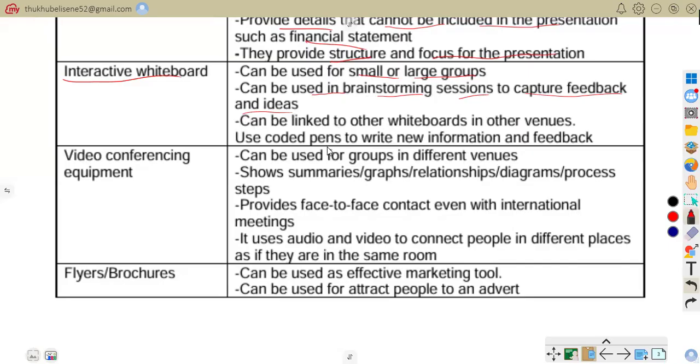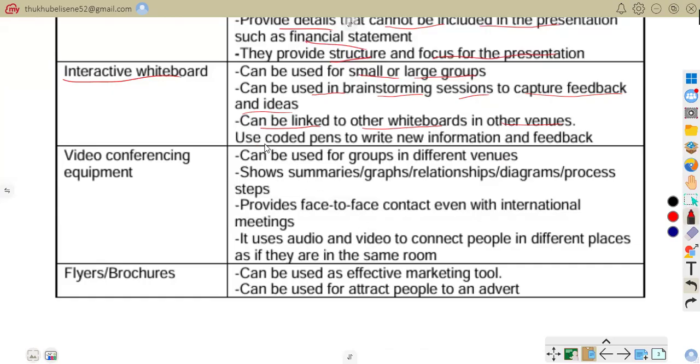So ideas can be written and saved as people contribute. For example, team members suggest marketing ideas while the presenter writes them on the board. It can be linked to other whiteboards in other venues, meaning people in different locations can work together.